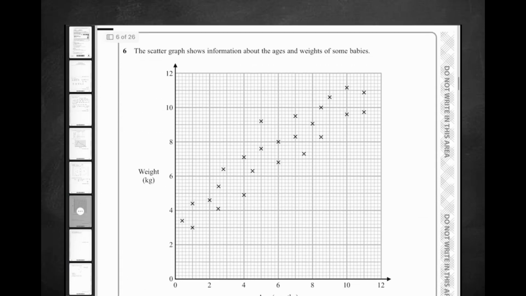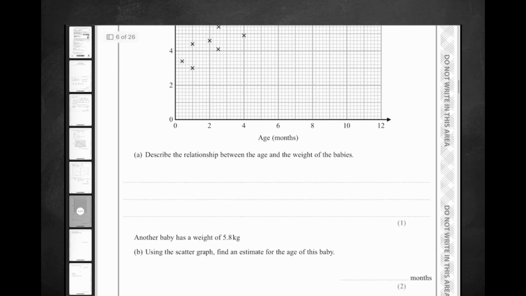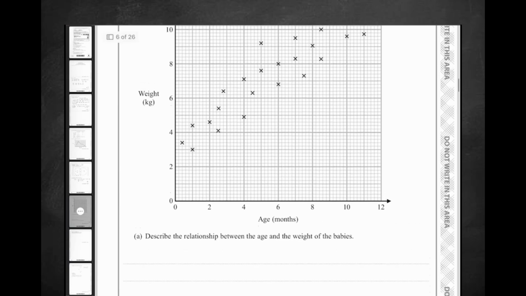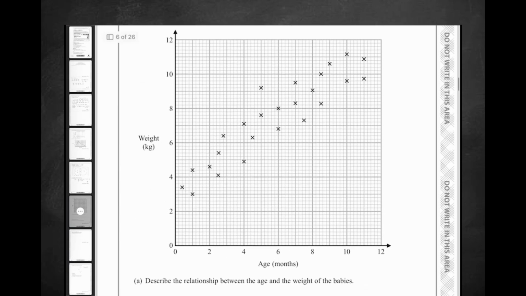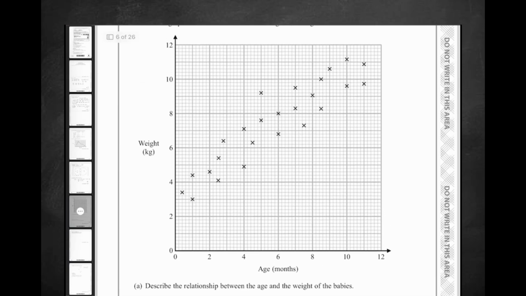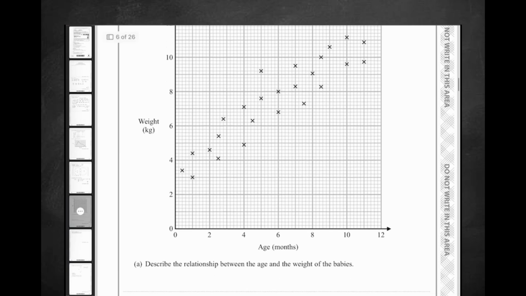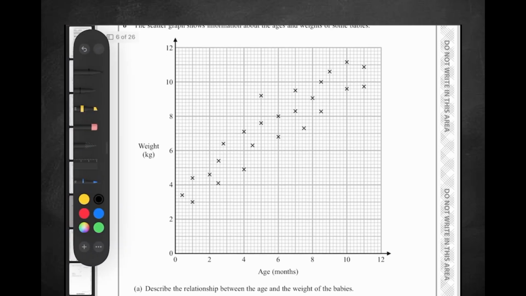Question number 6. The scatter graph shows information about the ages and weights of some babies. Describe the relationship between the age and the weight of the babies. So just by looking at the graph, you can tell that as age is increasing, weight is increasing. For example, if the age is 2, the weight is going to be around 4. But if the age is 10, the weight is going to be around 10.